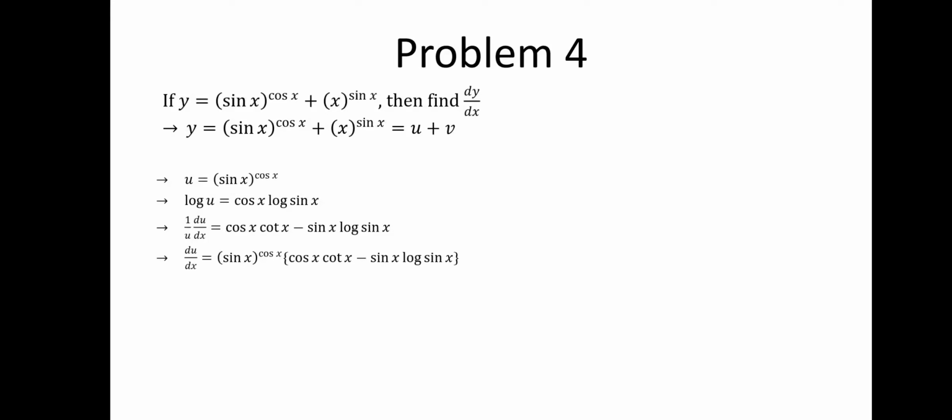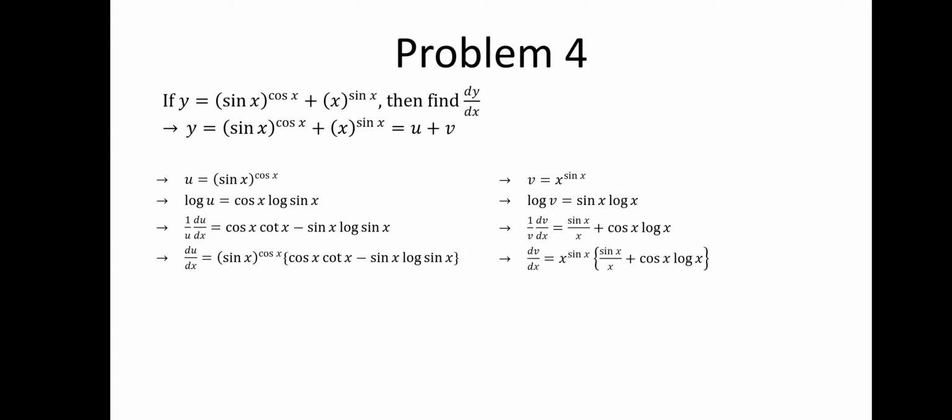Next, let us work with v. What is v? v is x to the power sin x. So again, let us apply log. So log v is equal to sin x log x. Then if I do the derivative, just go through the derivative. I think I need not explain it anymore. Then following the steps, I have dv dx, that is equal to x to the power sin x into the expression inside the bracket.